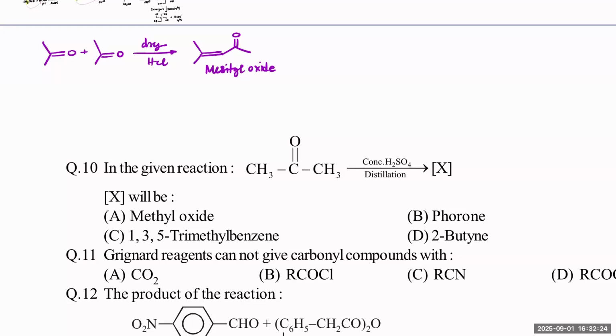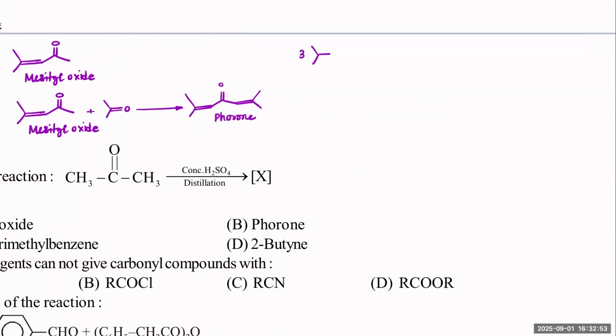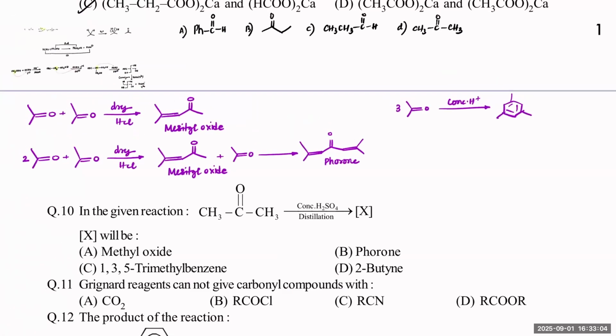Suppose I take 3 moles. If I put the same reaction here, but this time I took 3 moles, so that means 2 moles here and 1 more. So in that case, this will again react with one more group and convert into this form of double bond. This is called phorone. But if I take 3 moles of acetone in concentrated H plus, then dehydration will happen in such a way that you will get mesitylene. This is called mesitylene.